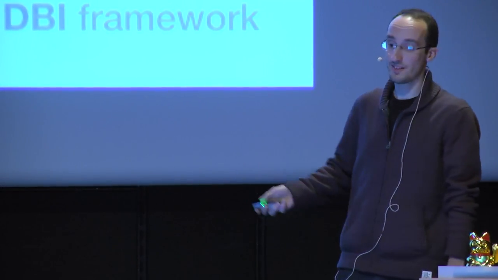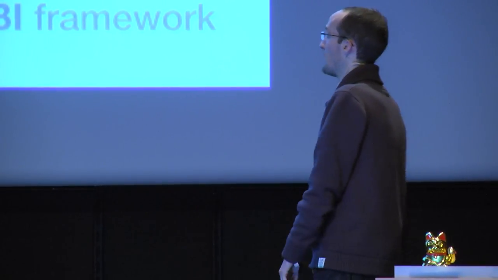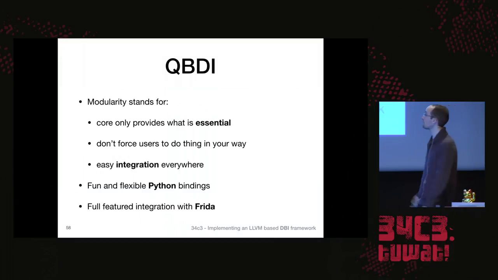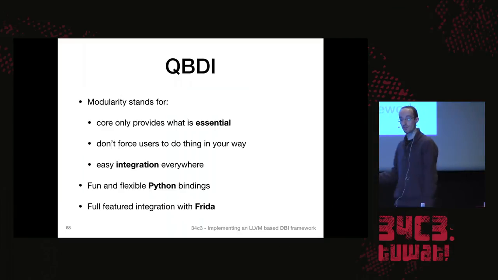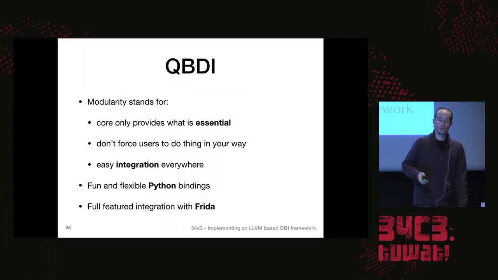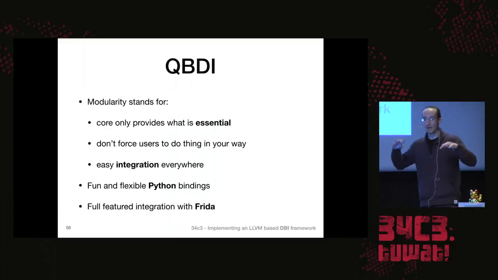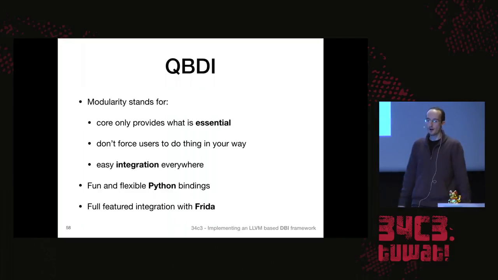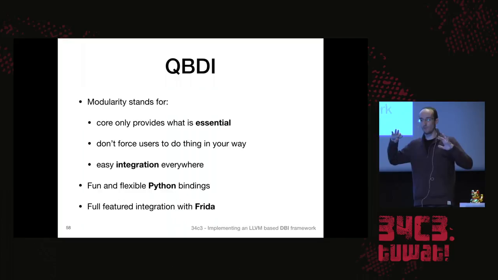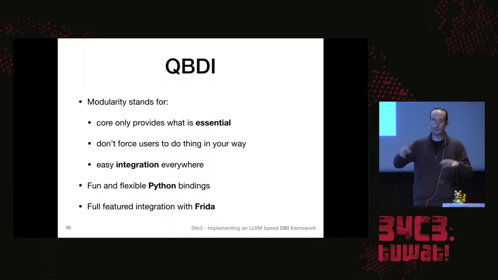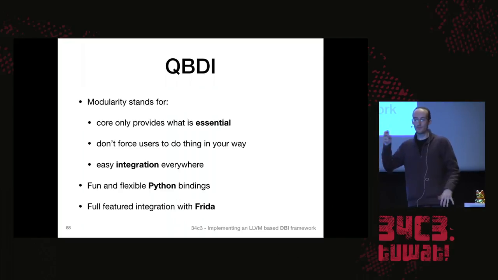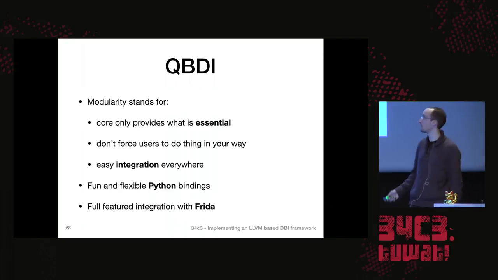What we have at the end is basically easy integration, because our DBI is just a library, static or dynamic library, your choice. And with this library we have created Python bindings to allow very fast experimentation. And we also have full-featured integration with Frida. Frida, I'm sure lots of you already know what it is. It's a very nice framework for instrumenting binaries in a different way. They are really perfect to use together. Really, if you combine the power of the DBI, QBDI, and Frida, it's something really impressive. We will see with a demo.